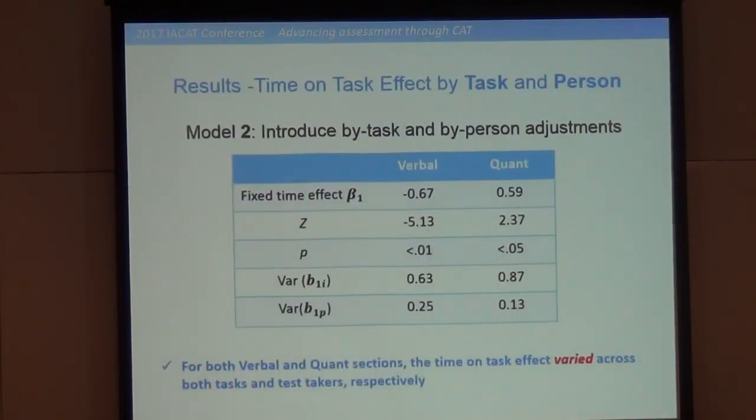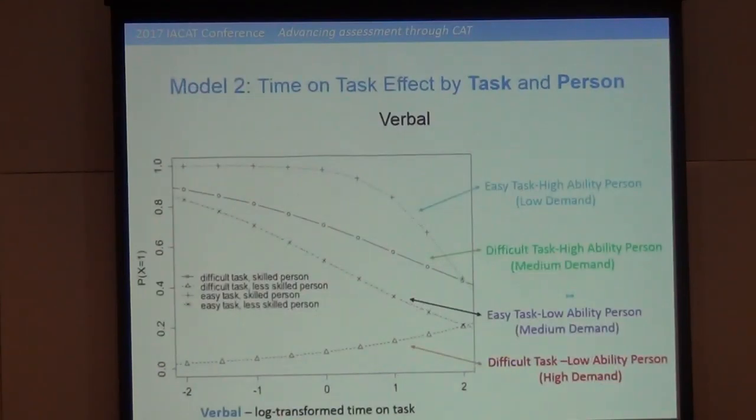This is the result of model 2. We can see that, first, both of them are significant, but the variances are different. It shows that for both the verbal and quant sections, the time on task effect varied across both tasks and test takers, respectively. So far, maybe you are confused. What does it mean? I will show you some graphs, and you will be very clear. So be patient, don't worry about it.